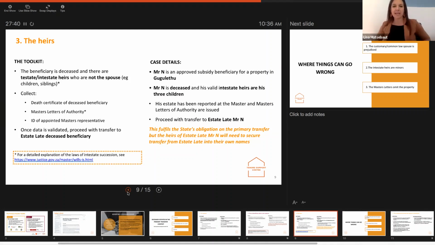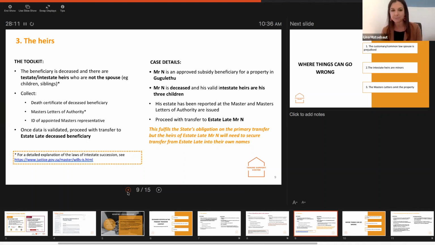Okay, so this particular case that we had, Mr. N was an approved subsidy beneficiary for a property in Guguletu. He passed away, he didn't leave a will, and he had 3 children who, according to the law, would be his valid heirs, the people entitled to inherit. His family, once again, had done their homework and gone and reported the estate to the master's office, and had received master's letters of authority.